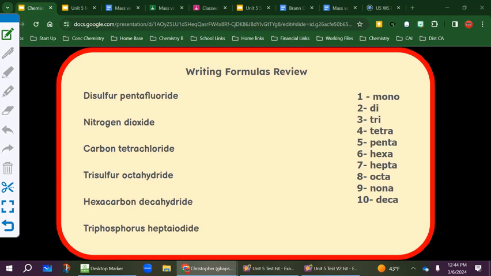Evan, disulfur pentafluoride. Give me the formula for disulfur pentafluoride. S2F5. Perfect. All right. Nitrogen dioxide, Daniela. NO2. Carbon tetrachloride, Sasha. CCl4. Trisulfur octahydride, Abby.